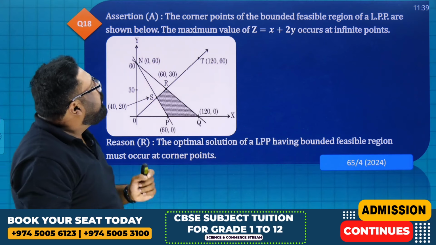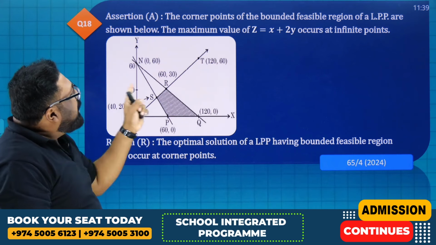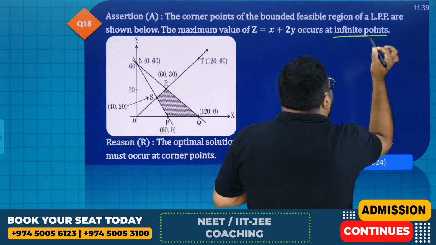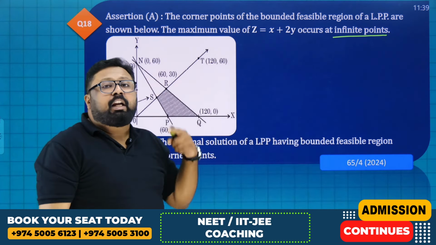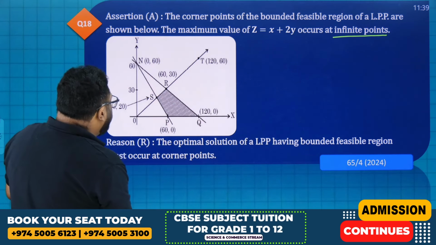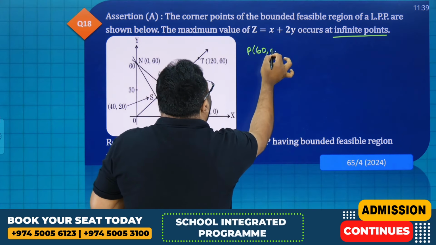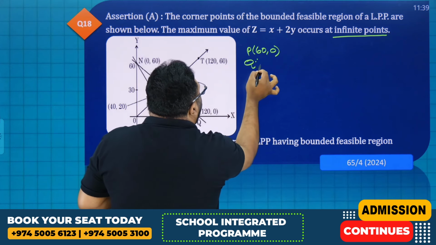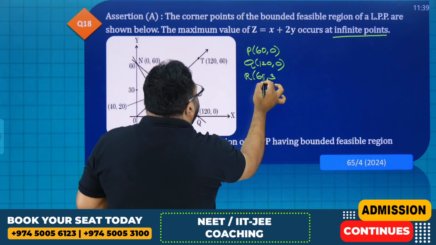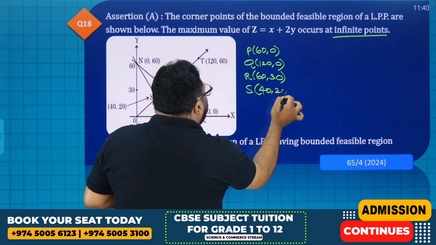The corner points of the bounded feasible region of an LPP are shown below. The maximum value of z is equal to x plus 2y occurs at infinite points. I already explained to you when the solution occurs at infinite points: when there are two corner points giving the same maximum value. Find out what the corner points are here, my dears. All of them are given to us. The first one, P, is 60, 0. Q is 120, 0. R is 60, 30. And S is 40, 20.